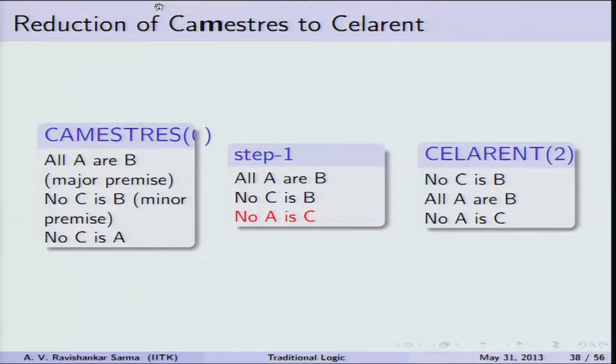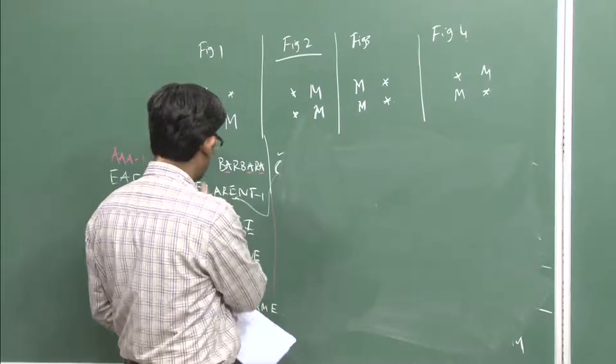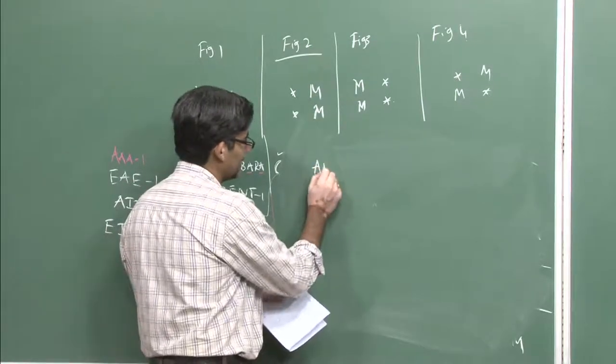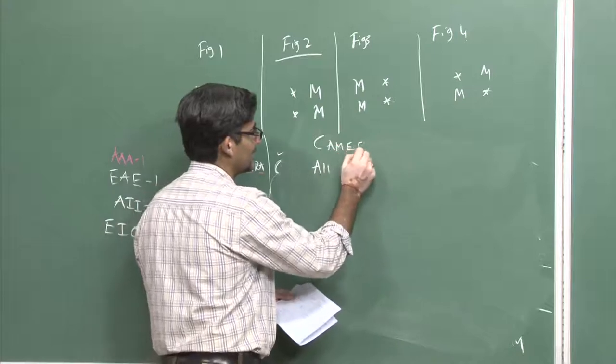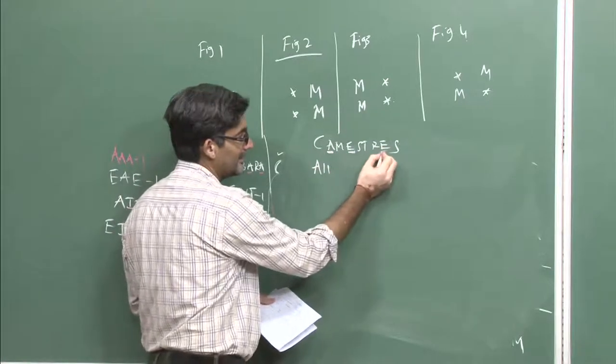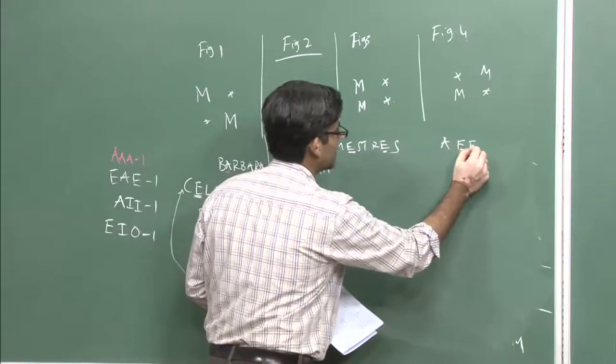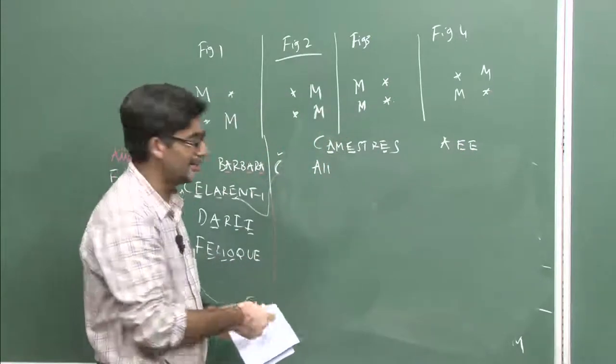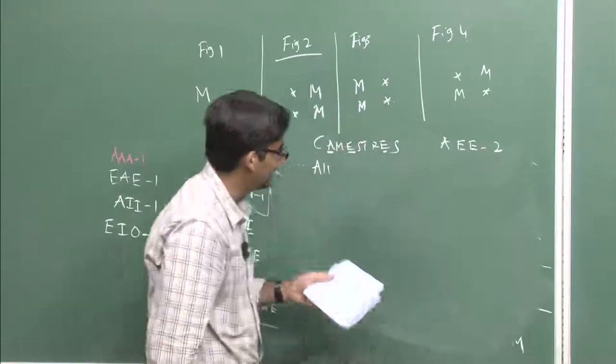So let us consider one simple example of how one syllogism can be reduced to another. Now we will see how Cesare, which occurs in figure number 2, can be reduced to Celarent of figure number 1. So this is Cesare. Now we need to observe the vowels here: A, E, E. This is an AEE proposition, and then based on how the middle term is distributed, we need to say what figure it belongs to.